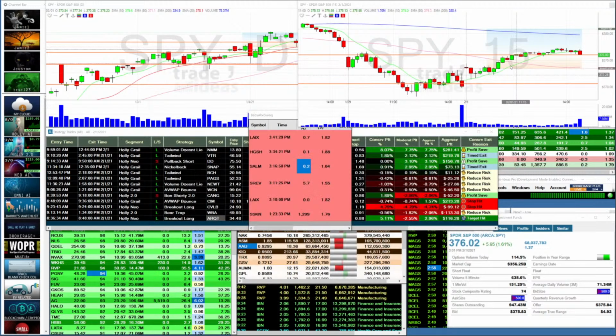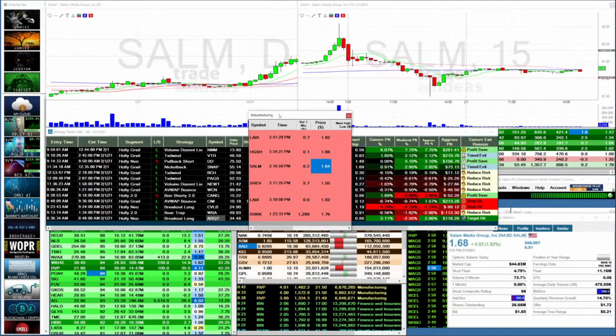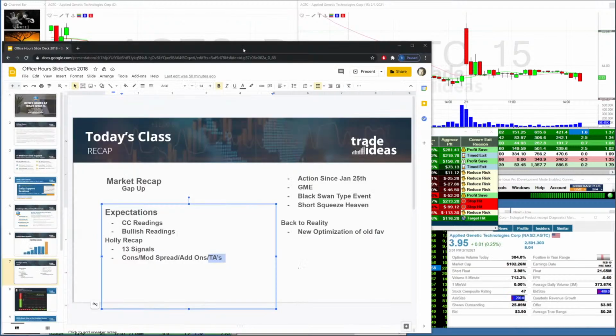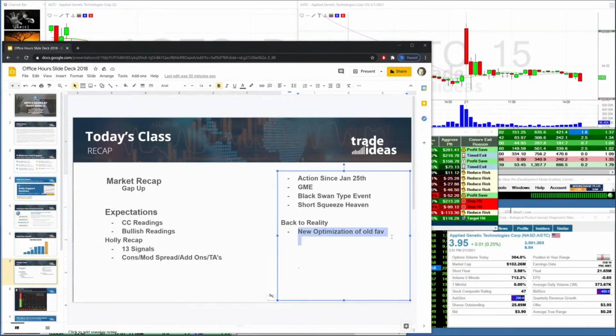So I will keep you apprised of my work on this scan, or the same theory might have changed by next week, right? But I'm still going to work on that theory. I just need automation on the outs so that I can do them all at once. But it helped spawn the thing that we're going to cover today, which is new optimization of an old favorite.